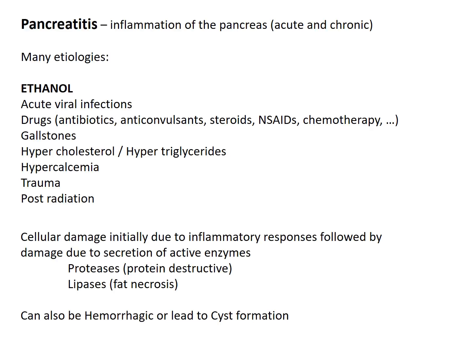So what's going on? All these different things are damaging the pancreas, leading to inflammatory responses. That inflammatory response leads to damage of the organ due to secretion of those active enzymes, particularly the protease enzymes and the lipase enzymes. That can lead to protein destruction of the pancreas, and it can lead to fatty necrosis of the pancreas. And over time, acute and chronic pancreatitis can either become hemorrhagic, which is clearly life-threatening, or lead to development of cysts on the pancreas as well.